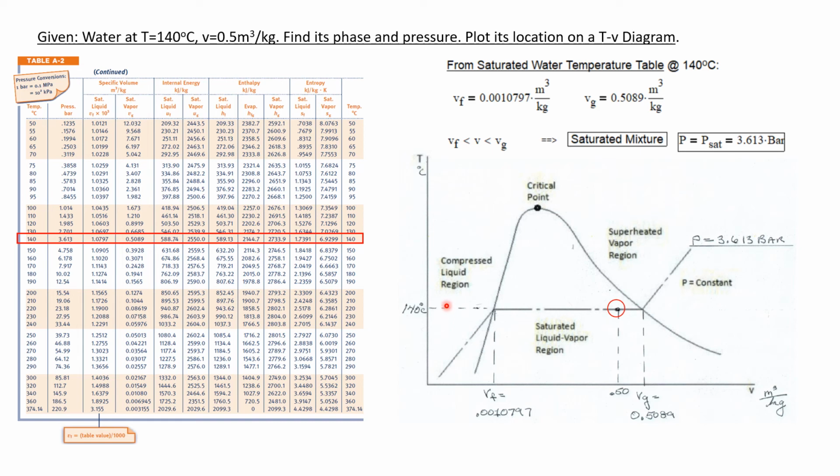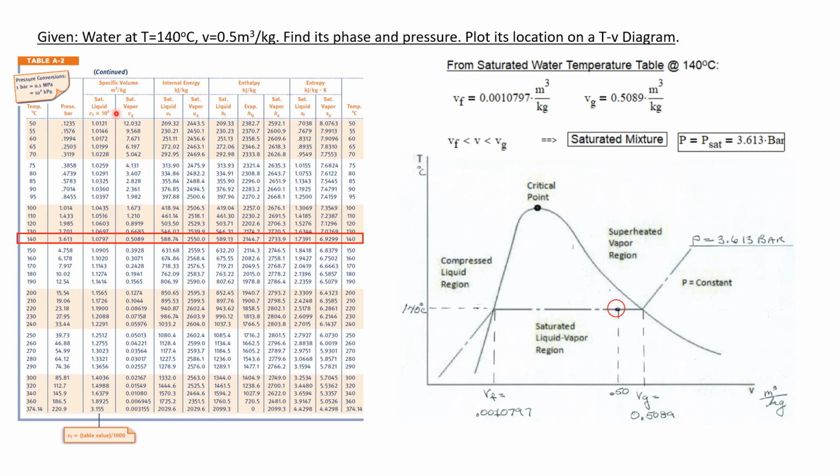Well, it might be to the left of the vapor dome. It might be under the vapor dome. It might be to the right of the vapor dome. So what we have is the specific volume is given. So let's compare the specific volume to V sub F and V sub G. Now V sub F is the specific volume of a saturated liquid at this temperature and pressure. And V sub G is the specific volume of the saturated vapor at this temperature and pressure. And we know that this state exists at 0.5 cubic meters.